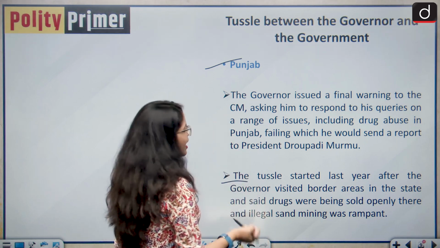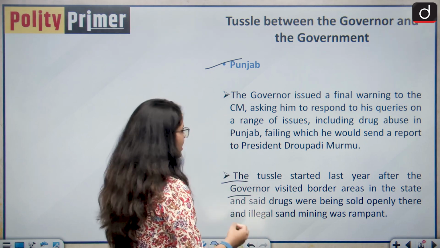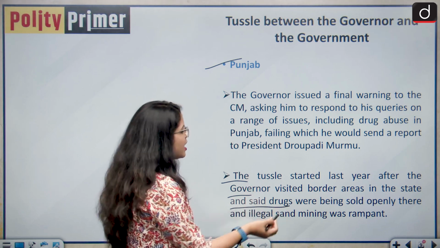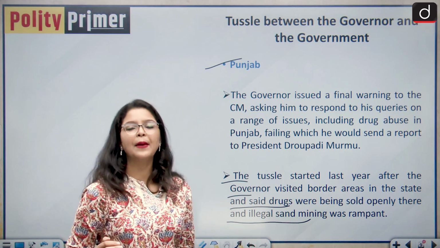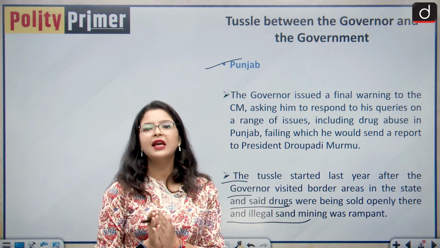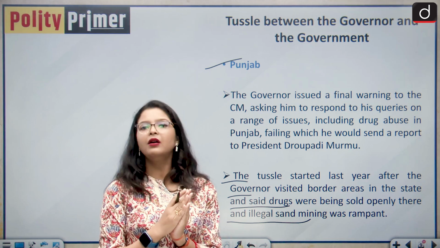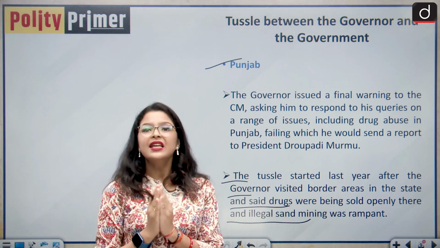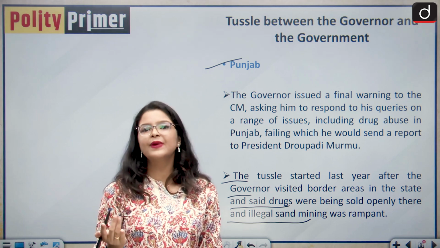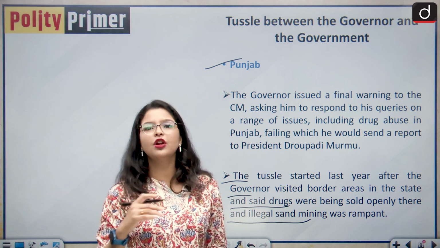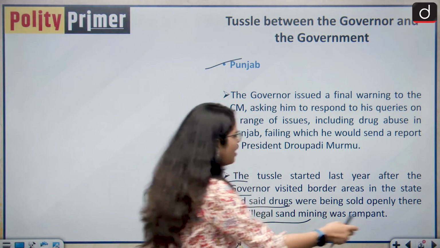The tussle started last year after the governor visited border areas in the state and said drugs were being sold openly there and illegal sand mining was rampant. This tussle started one year before and has reached its zenith this week when a report was asked by the governor from the chief minister of Punjab. Then there is the state of West Bengal.